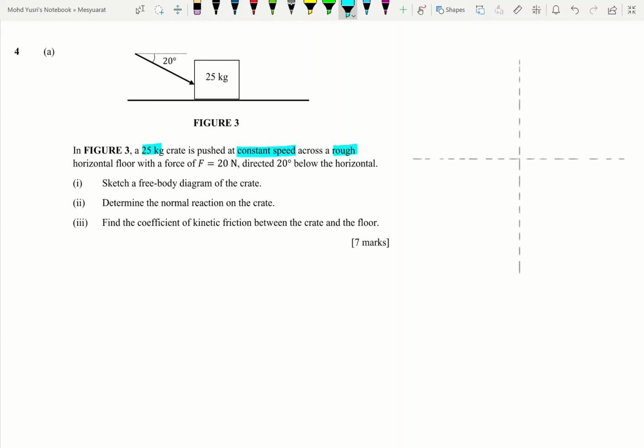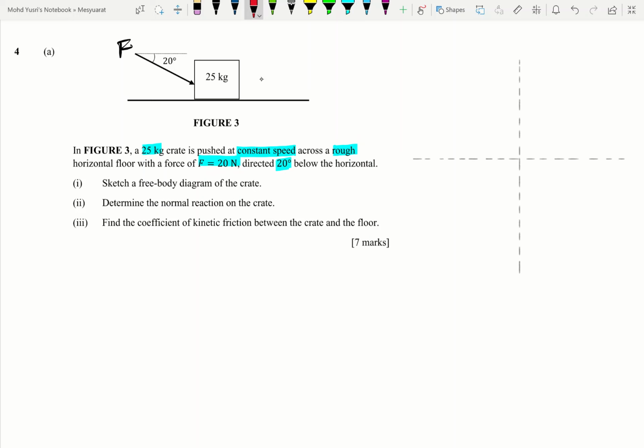Across a rough floor, that is a very important information yang menunjukkan bahawa ada friction pada lantai with a force F 20 Newton. So, force F is 20 Newton. Saya terlupa nak labelkan arrow itu. Okay, so force F adalah 20 Newton. Now, it's directed 20 degree below the horizontal. Now, sketch a free body diagram of the crate.